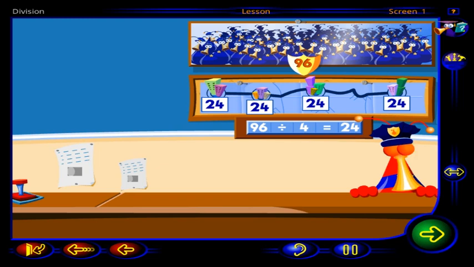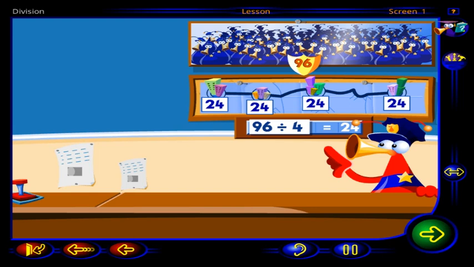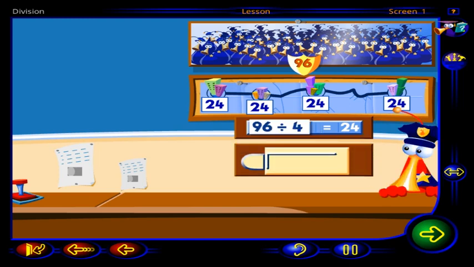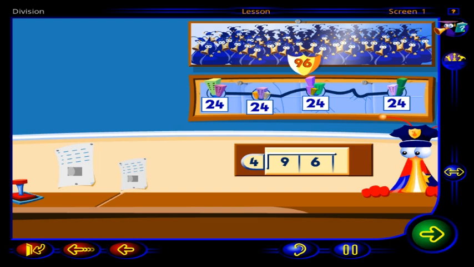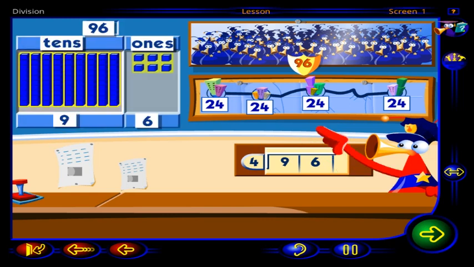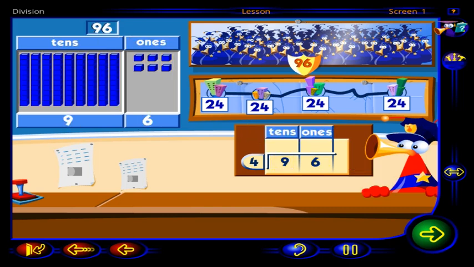You know, we can divide 96 by 4 using numbers. Click on this division. To divide 96 by 4 using numbers, we can write the dividend, 96, here, and the divisor, 4, here. 96 divided by 4. Well, 96 is 9 tens and 6 ones. So we can label these tens and ones like this.